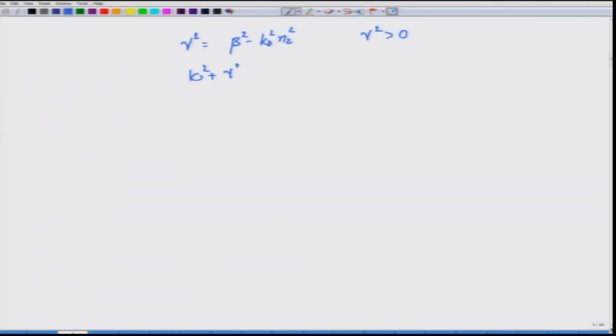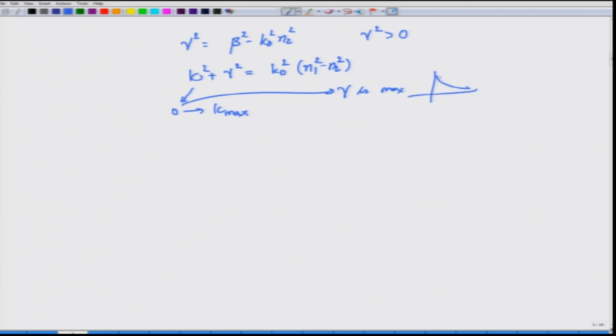And there is another relationship that you must know, which is kappa square plus gamma square is given by k 0 square times n 1 square minus n 2 square. This is very important because kappa can go from 0 to kappa max. When kappa is equal to 0, gamma is at its maximum value; the sum of these two will always be constant, assuming n 1 and n 2 are constant. So, when kappa is 0, gamma is maximum, and the field essentially decays rapidly outside the core. When gamma is not maximum, the field decay will be much slower.